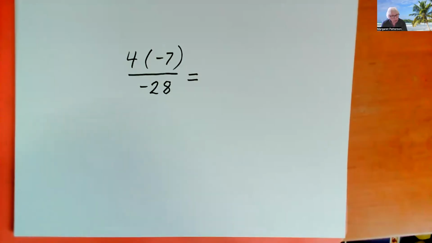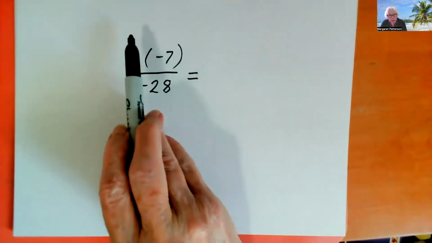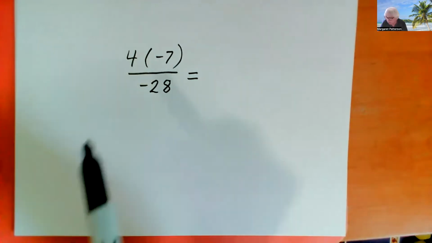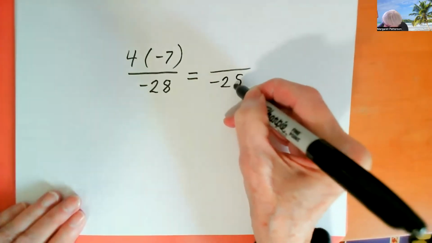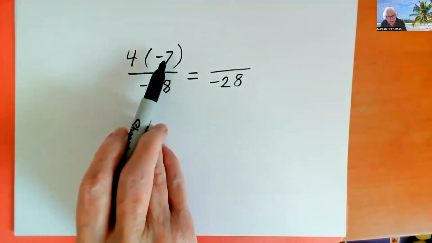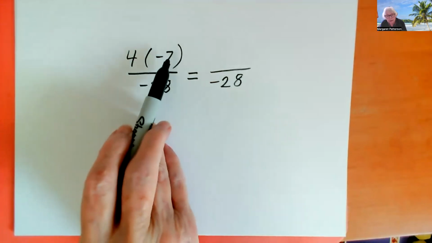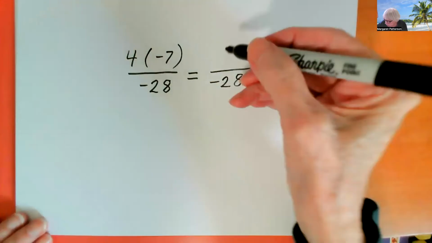This is multiplication and division together, which is fine because the rules are identical. So when you have a fraction line, you try to simplify it down to a single number. And this is already simplified, at least the denominator is. So I'm just going to copy it. But this one here, 4 times -7, it's multiplied. And 4 times 7 is 28, and 1 minus 1 negative makes it negative.